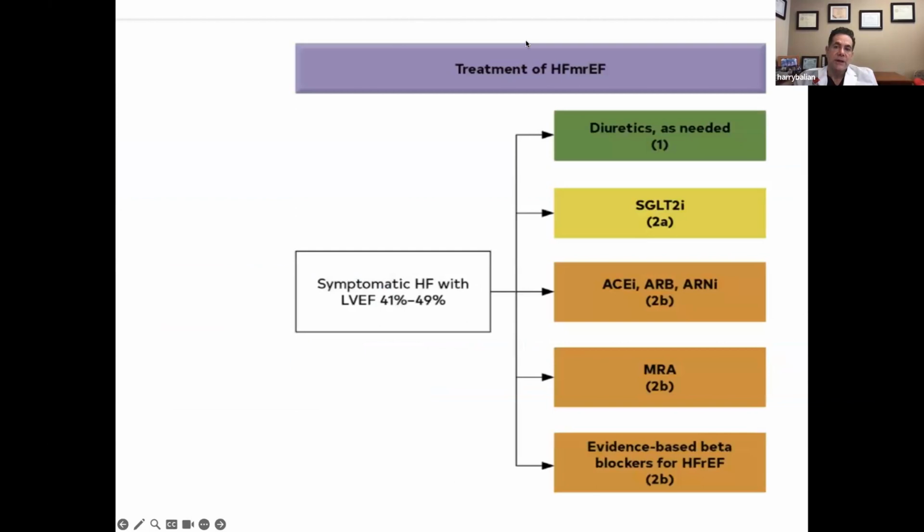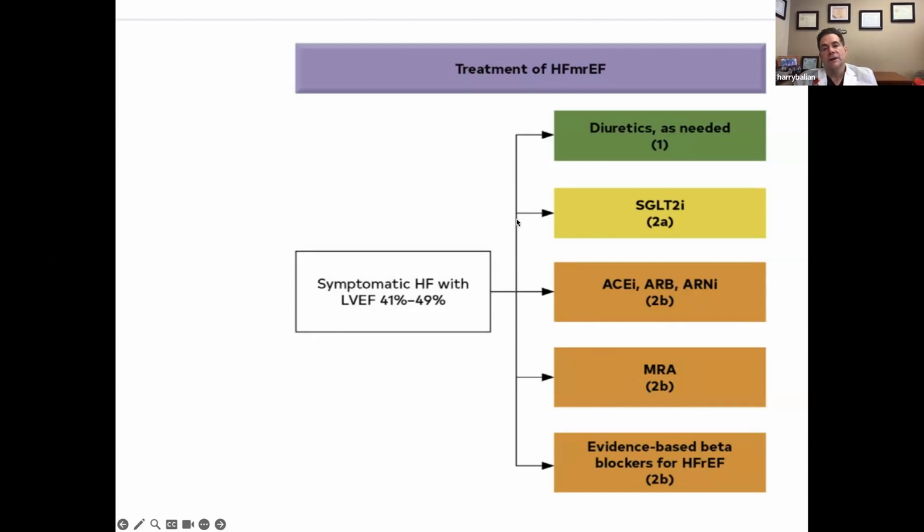So these intermediate patients between 41 to 50% EF, diuretics initially as needed, the SGLT2 inhibitors, or ACE, ARB, or ARNI, such as the Entresto, the aldosterone antagonists, all of these medications should be considered. So if you're giving ARNI, don't give ACE or ARB. If you're giving ACE or ARB, don't give ARNI.